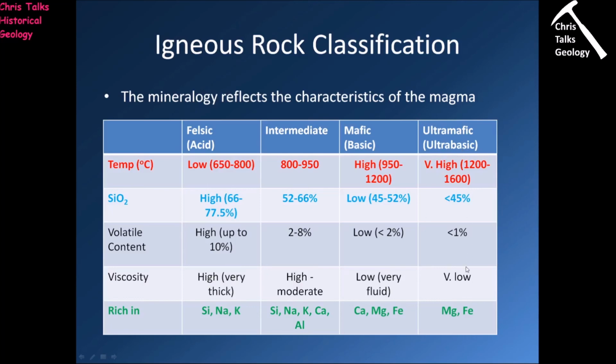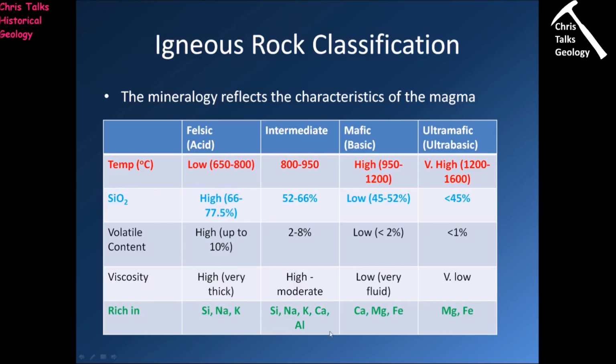And so essentially what we have here is at the ultramafic end, a very hot magma with a very low silica content, so it flows very, very easily. At the other end of the scale, we have a very cool magma with a very high silica content, so it flows with difficulty.